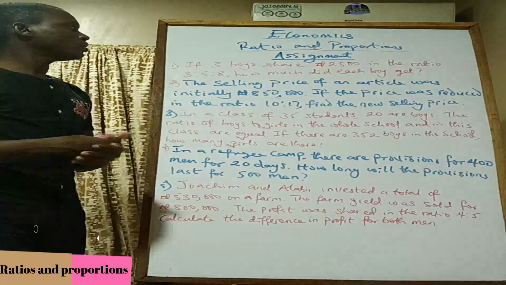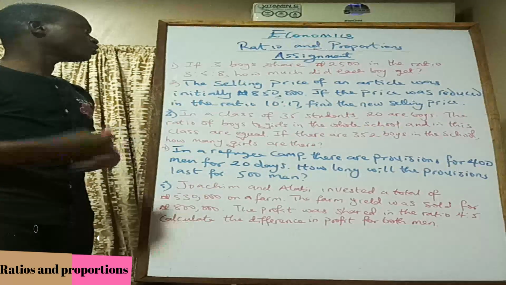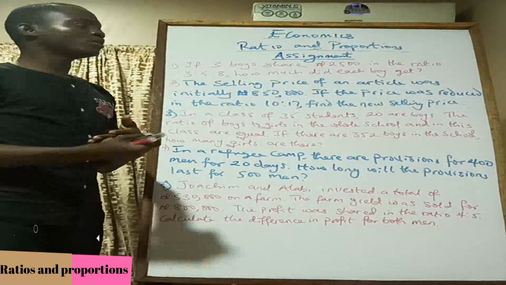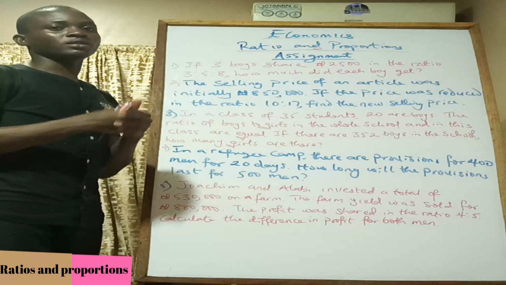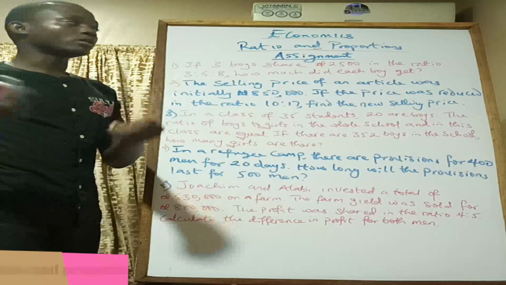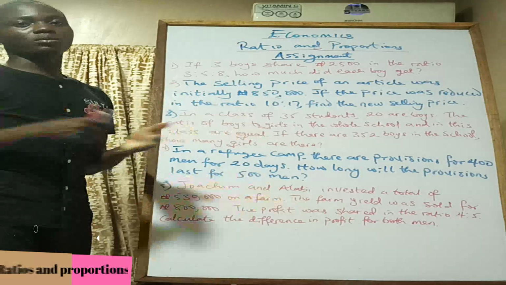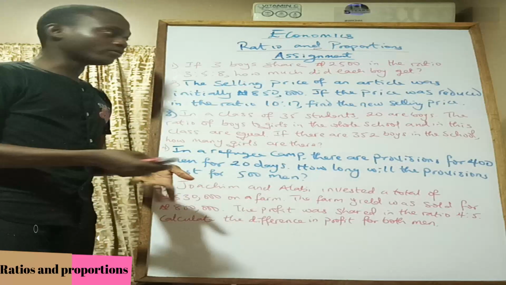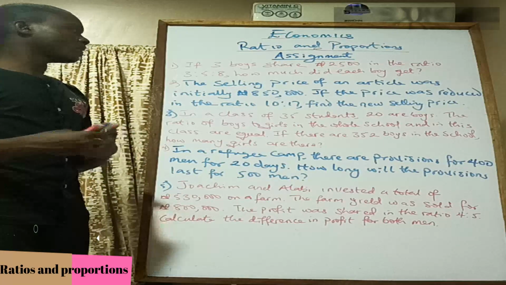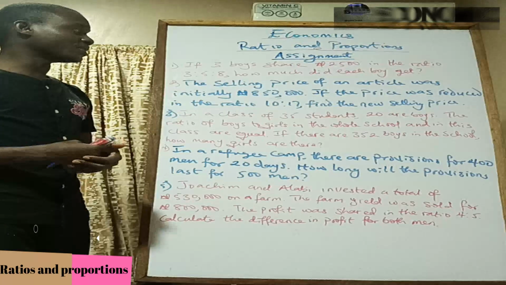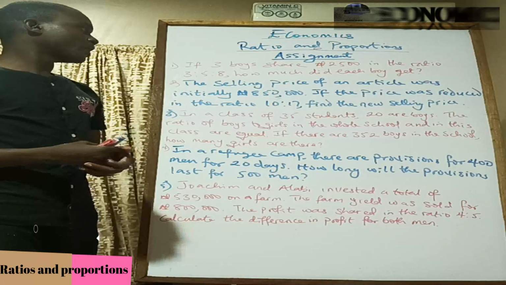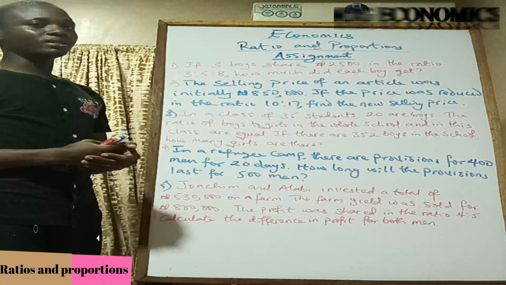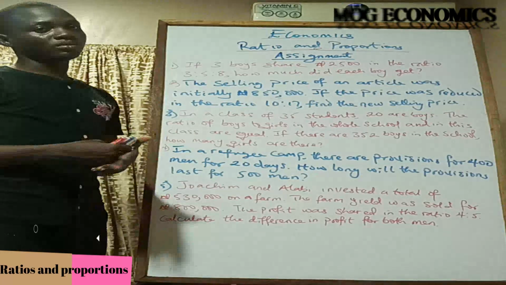If 3 boys share 2,500 naira in the ratio 3:5:8, how much did each boy get? Ensure you leave your answers in naira, the unit, and if you are going to use a formula, include your formulas at every step that you use a new formula. Now, number two, the selling price of an article was initially 850,000. Now, if the price was reduced in the ratio 10:17, find the new selling price.